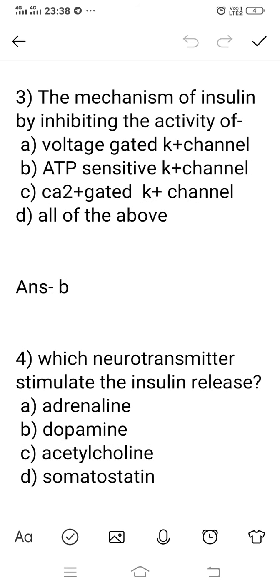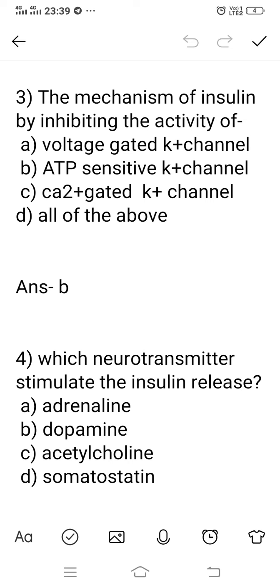Question number 3. The mechanism of insulin is by inhibiting the activity of option A voltage gated potassium channel, option B ATP sensitive potassium channel, option C calcium gated potassium channel, option D all of the above. Now at first, the potassium channels are generally of three main types: voltage gated, ATP sensitive, and calcium gated. Now insulin acts by inhibiting the activity of the ATP sensitive potassium channel. Means option B is the right answer.